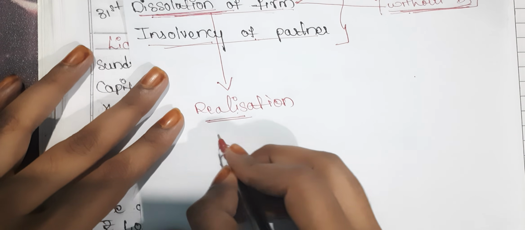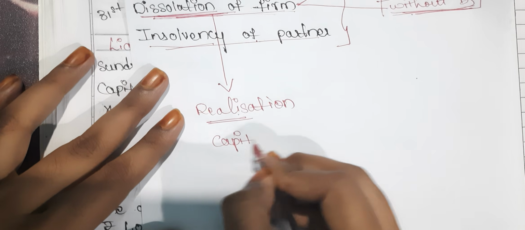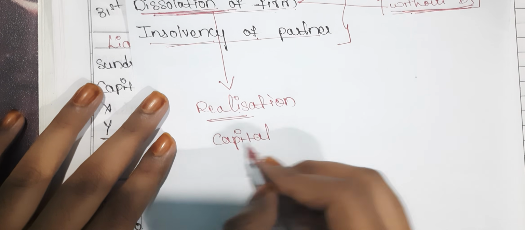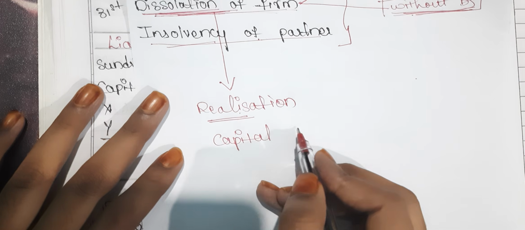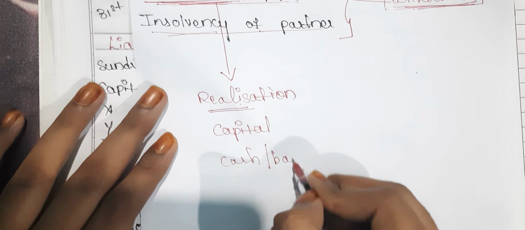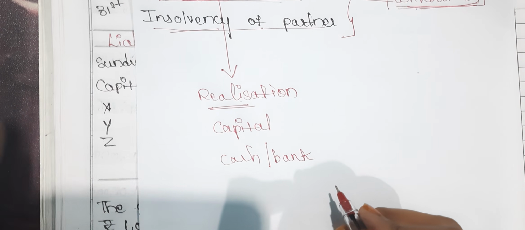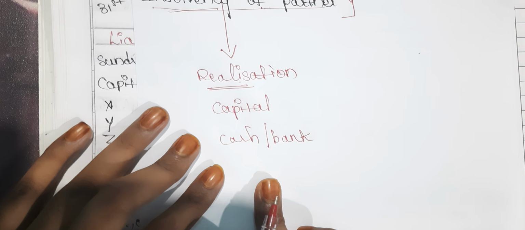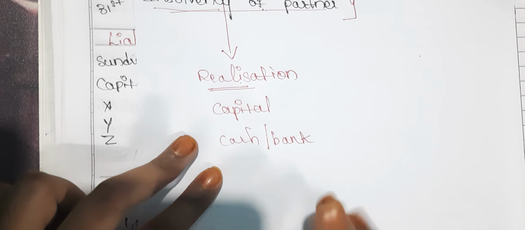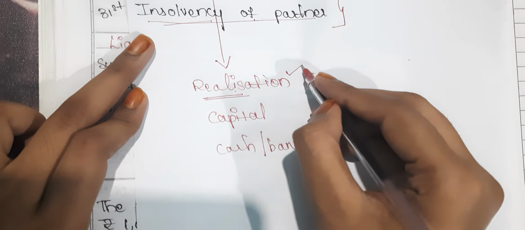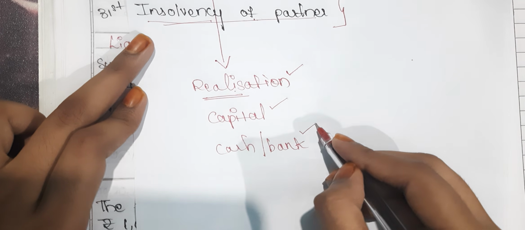Realization account, then we will have the capital account. In the same way as in admission and retirement, we are having capital, which is also known as partners' capital account. Then we have the cash or bank account, the same way we were having in admission and retirement. In admission and retirement, we had one more balance sheet at the end, but here in dissolution of firm, no balance sheet, only realization, capital, cash or bank account.